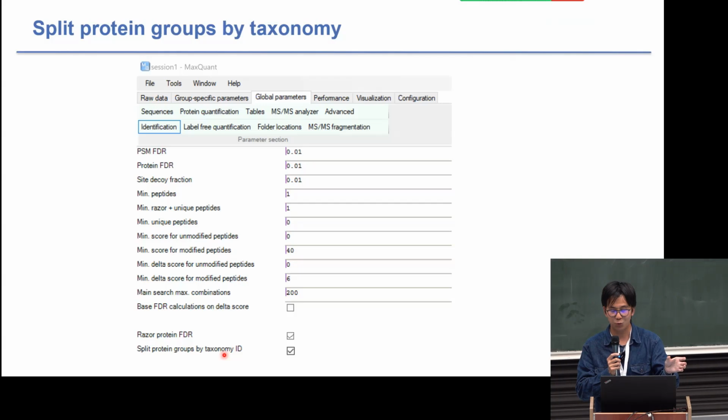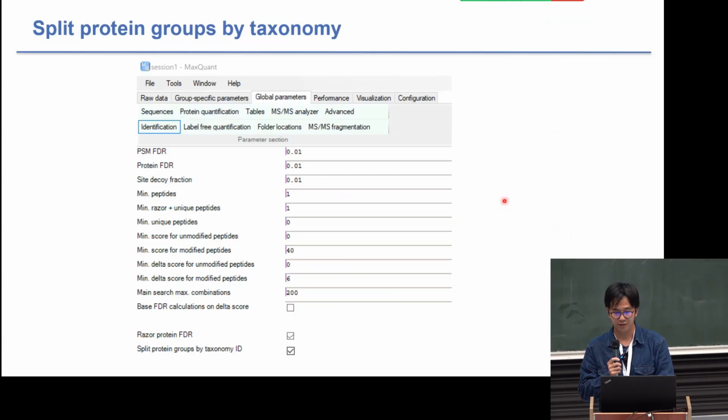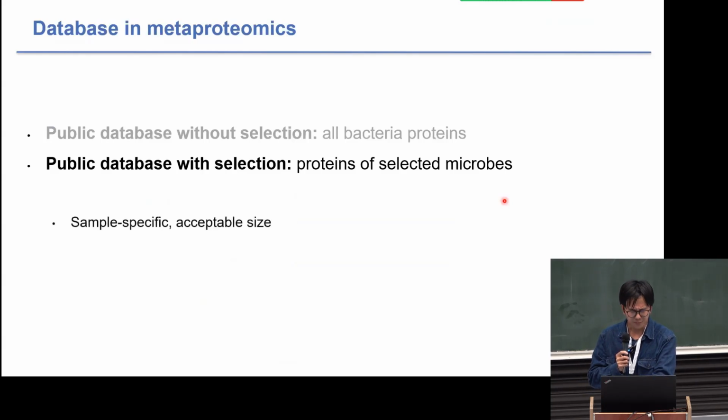So if we select this option, and you put in the proteomes from different microorganisms, when we merge them into protein groups, the proteins from different organisms will not be merged together. And this is very good. It's sample specific and the size is acceptable.